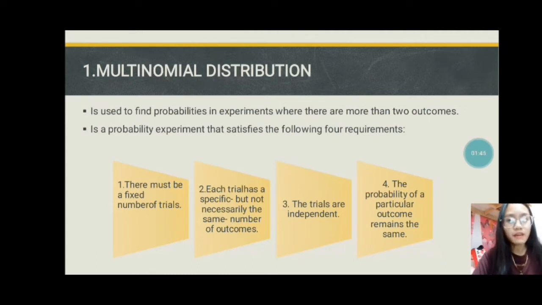First, there must be a fixed number of trials. Second, each trial has a specific but not necessarily the same number of outcomes. Third, the trials are independent. Fourth, the probability of a particular outcome remains the same.